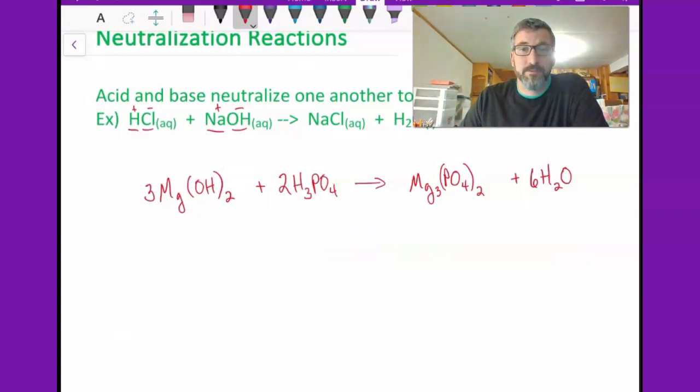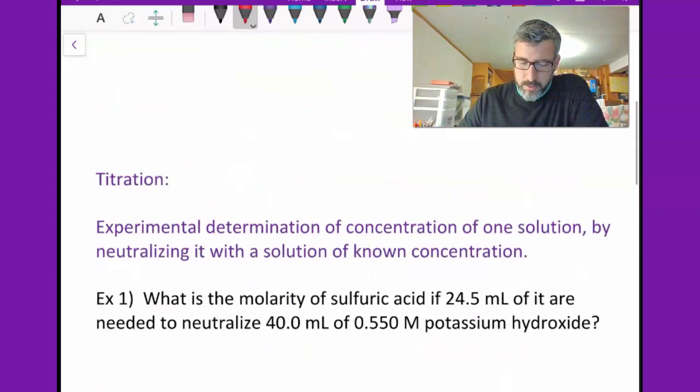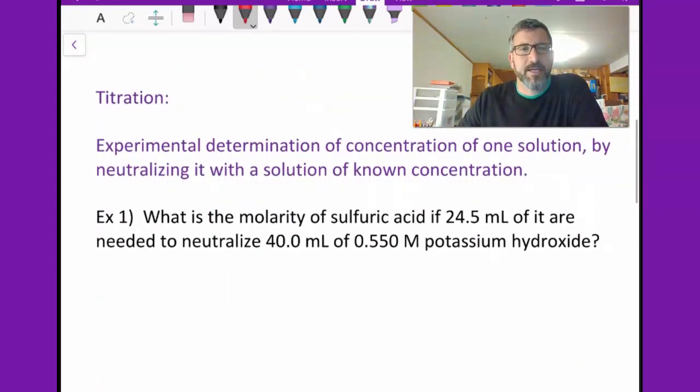Very simple, and really you've already done it. We're going to use neutralization reactions to do a titration. A titration is just an experimental determination of concentration of one solution by neutralizing it with the solution of known concentration.